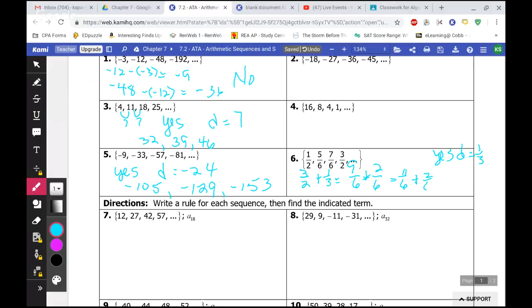So here I'm just going to go ahead and add 2/6 again. And that's going to give me 13/6. And I'll add 2/6 again, which would give me 15/6, which reduces to 5/2. So the next three terms would be 11 sixths, 13 sixths, and 5 halves.